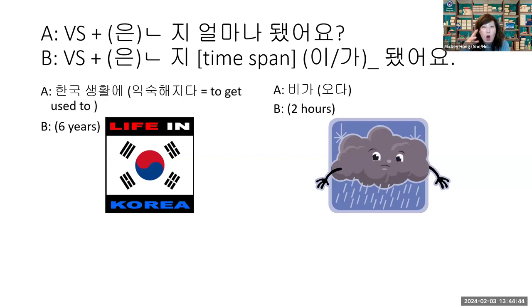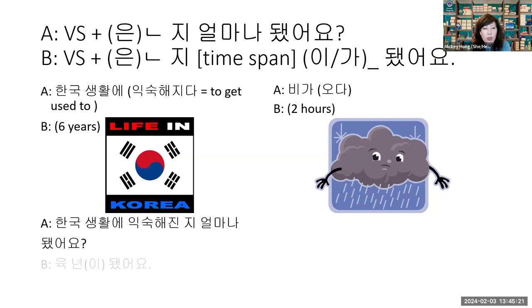How would you ask how long has it been since you've gotten settled into life in Korea? How would you formulate that question? 한국 생활에 익숙해지다. You get rid of the 다 and 지 ends in a vowel. So 익숙해진 지 얼마나 됐어요? 한국 생활에 익숙해진 지 얼마나 됐어요? And it's been 6 years. 6년 됐어요, or 6년이 됐어요.